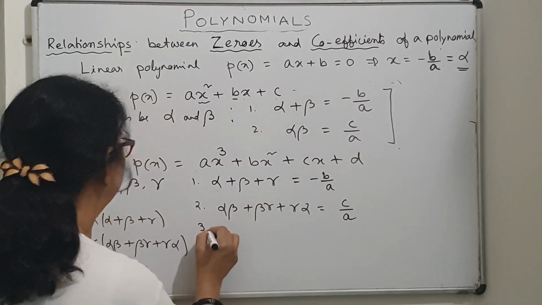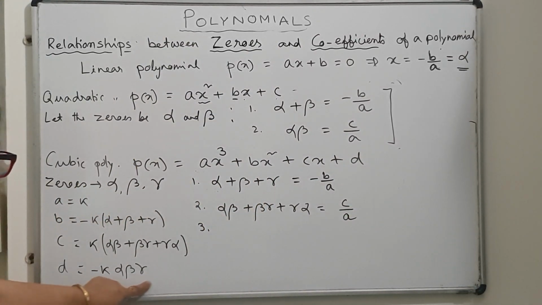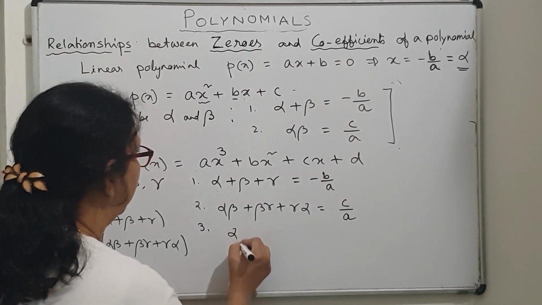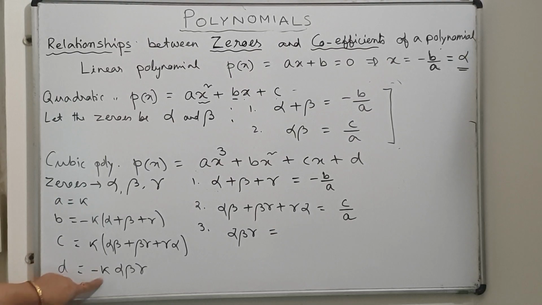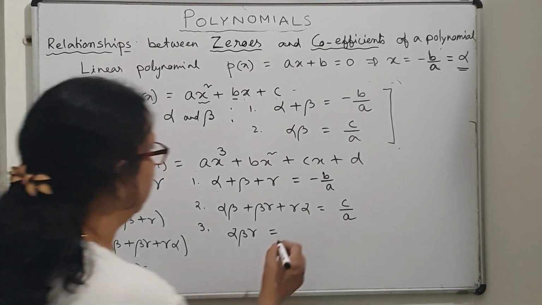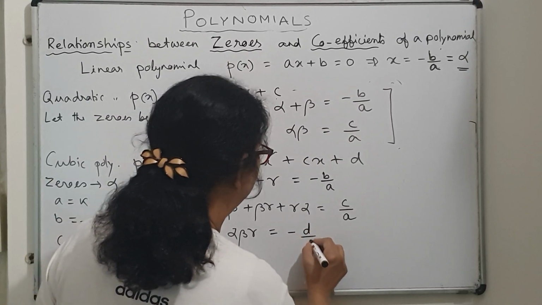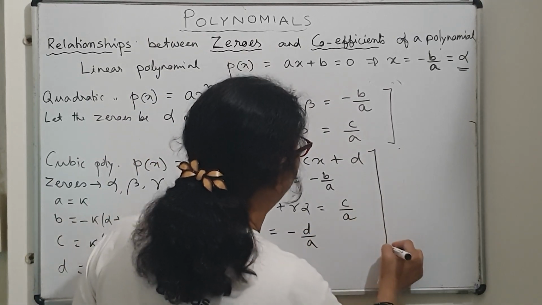And the third relation, product of the zeros, alpha beta gamma. What is that? d by minus k. That is d by minus a, minus d by a. So these relations I got.